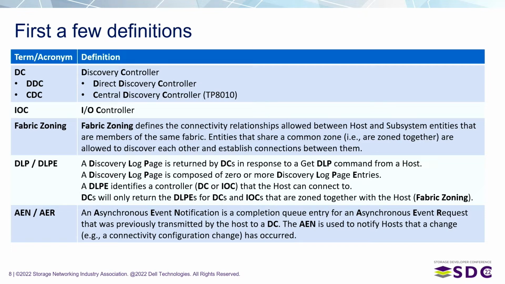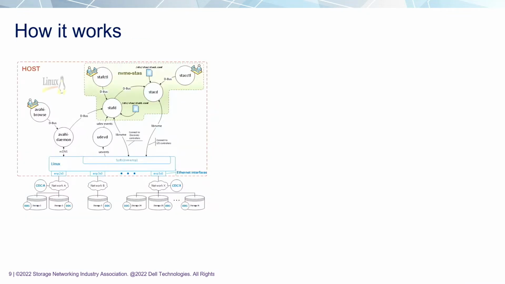And finally, asynchronous event notification is the equivalent of an RSCN in Fibre Channel on the IP network. It's a completion queue entry for an asynchronous event request that was previously transmitted by the host to a discovery controller. And the AEN is used for our purpose to notify a host that a change, for example a connectivity configuration change, has occurred. So, how does it work?